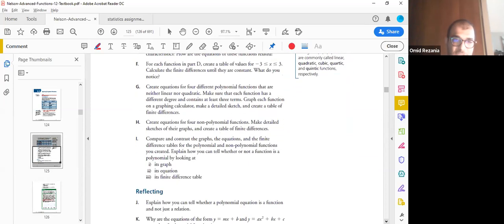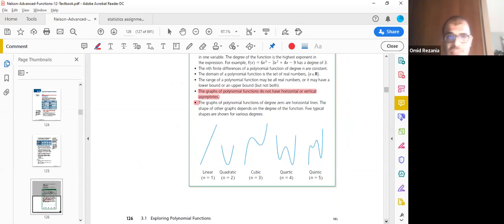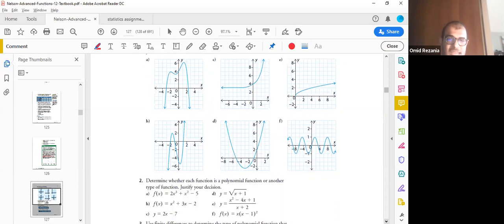Then you also see some typical plots of these functions. For the linear, you see that's a line. For the quadratic, you have plotted that before. For the cubic, we plotted yesterday. And for the quartic and the quintic, you see a typical form of the graph of these functions. And then it goes to the exercises.